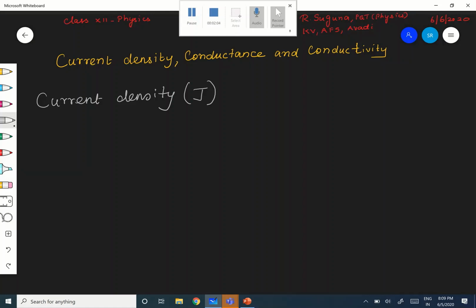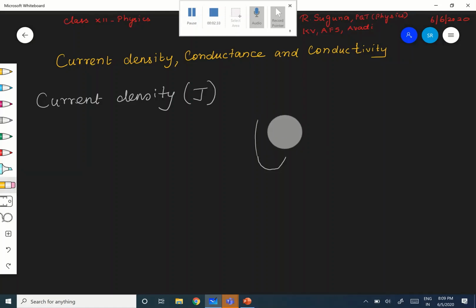Are you following? If there is some area here, the area vector means the direction of the area. This will be the direction of the area vector, normal. Outward normal is the area vector, which we have already seen. Right.